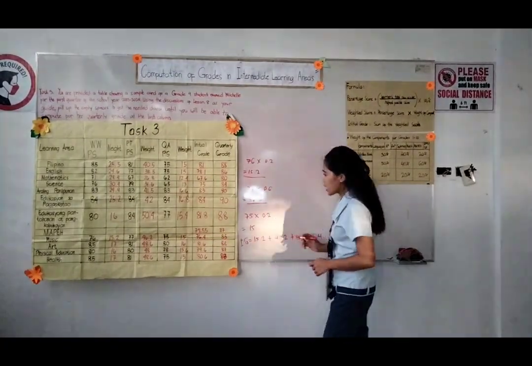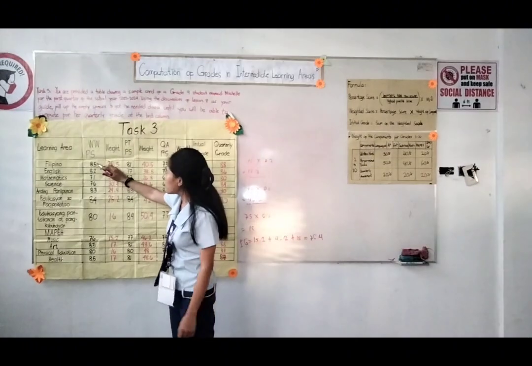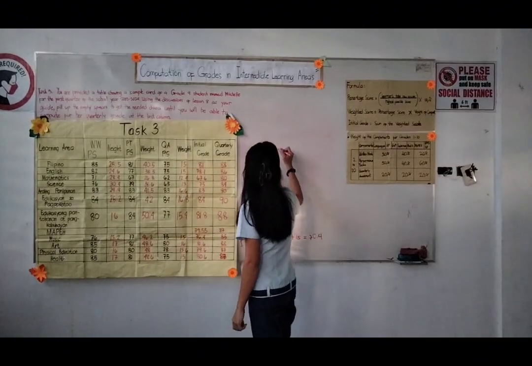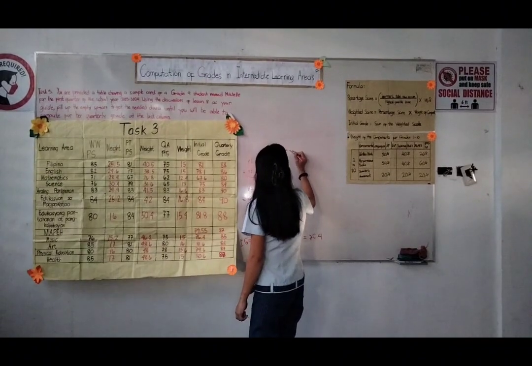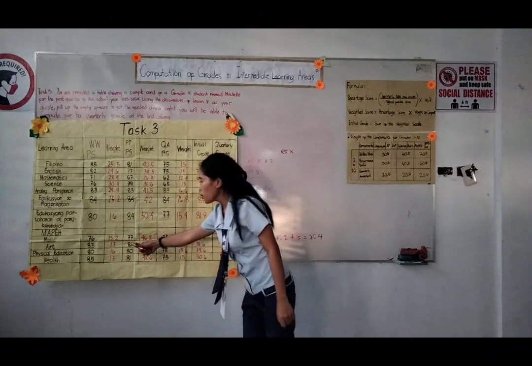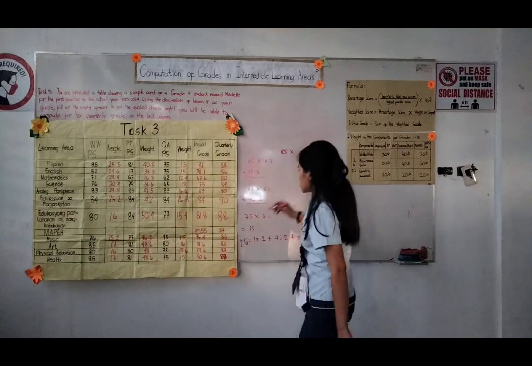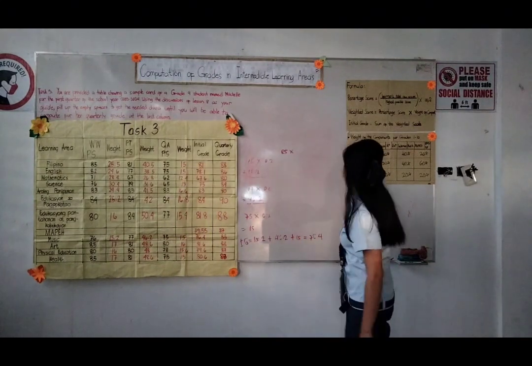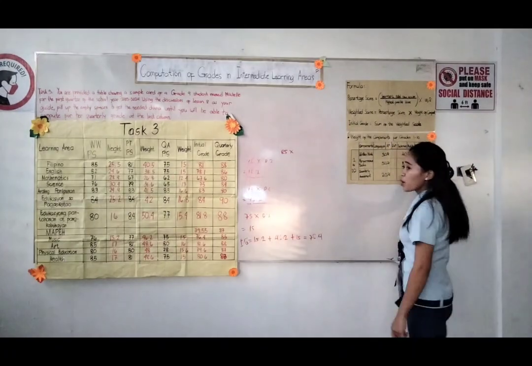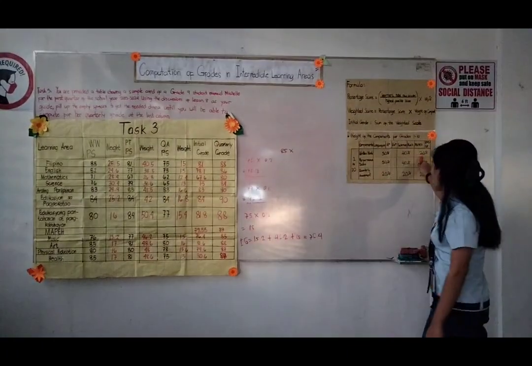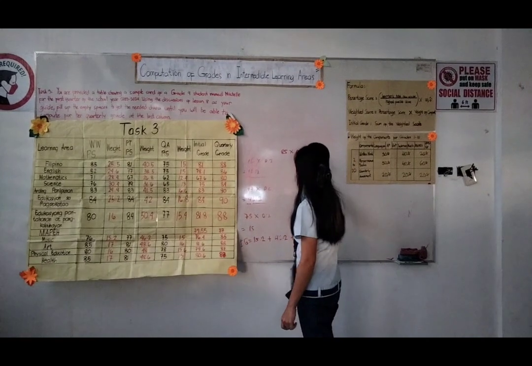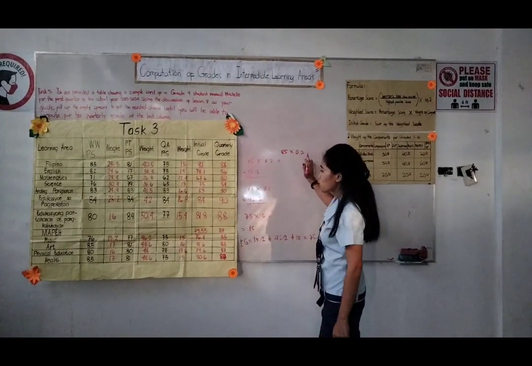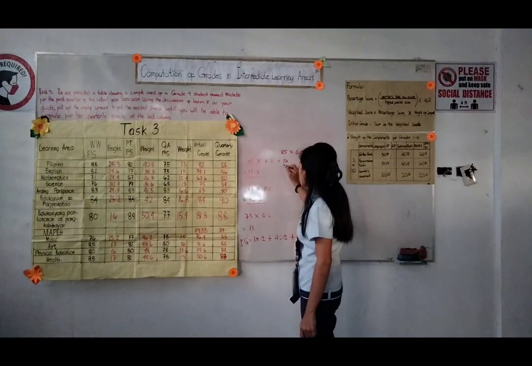So let's proceed to arts. In written works, the percentage score in arts is 85. So to get the weighted score, 85 times 0.2, the weight of the component written works in MAPEH, 85 times 0.2 is equal to 17.